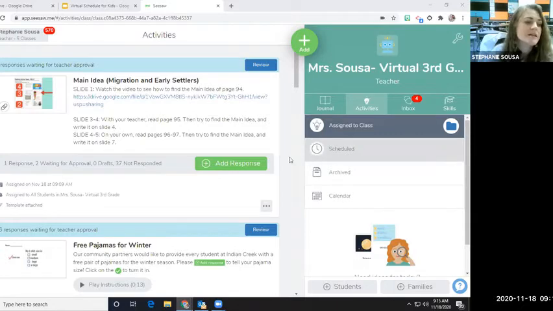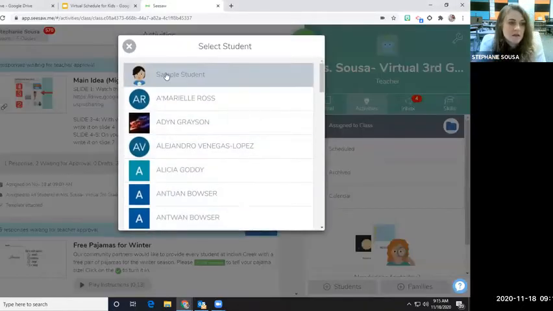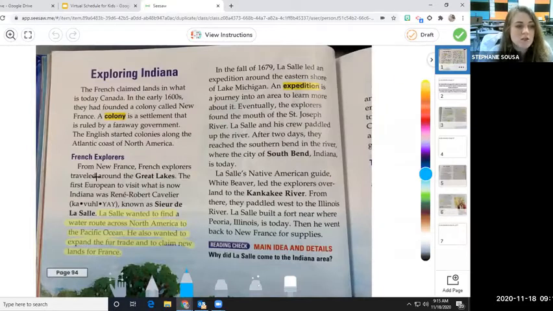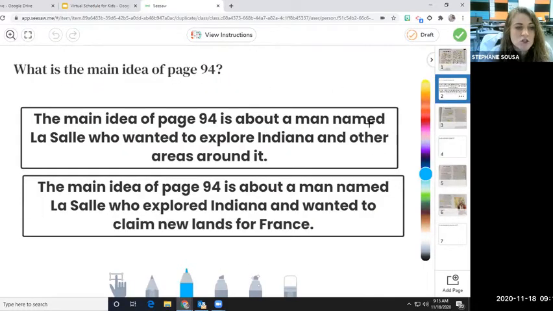Alrighty, so you should have had time to click on that add response. You will see page 1 is what Mr. McKinney read to us regarding the French and LaSalle. Page 2 are the 2 main ideas that he came up with. Remember, there can be more than one main idea, as long as you have details to support it.